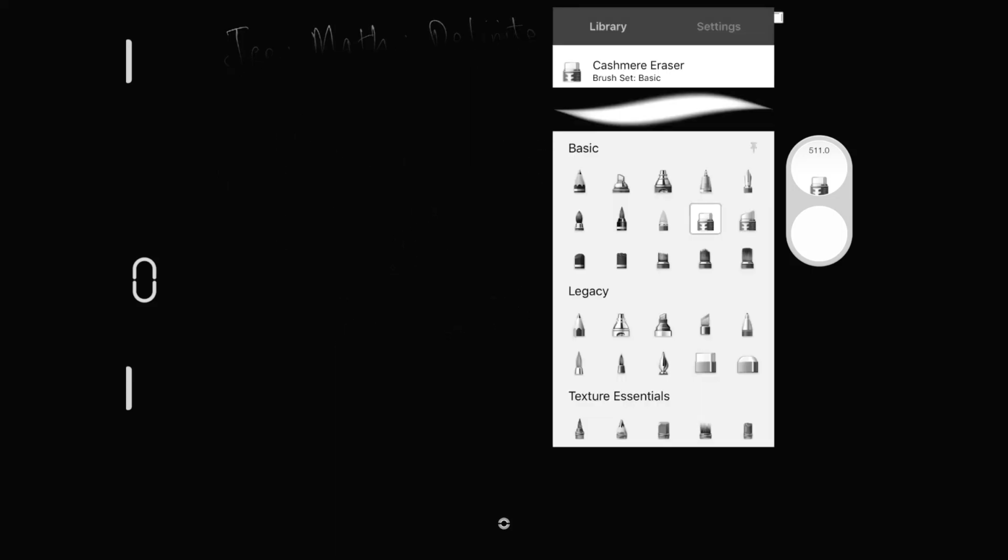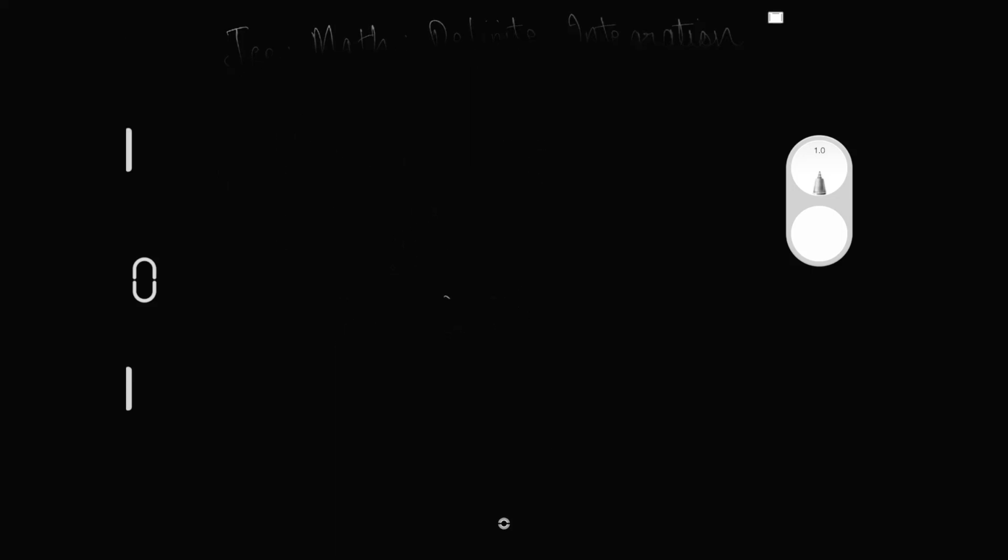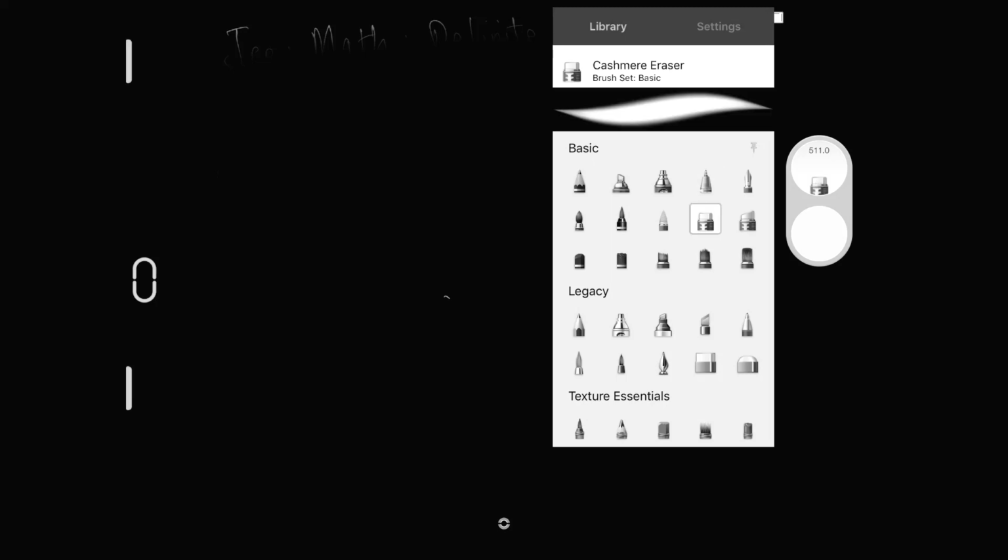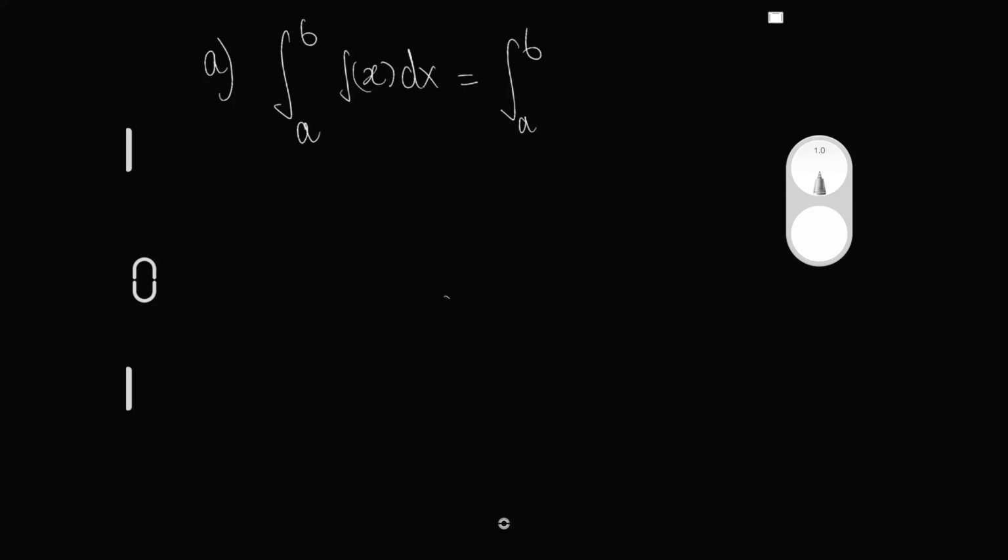Now let's go through some properties right now. So there are almost like 6 properties to go through. The first property is such that integral of a to b of f of x dx is equal to integral of a to b f of t dt.